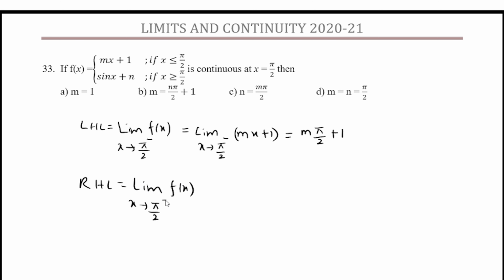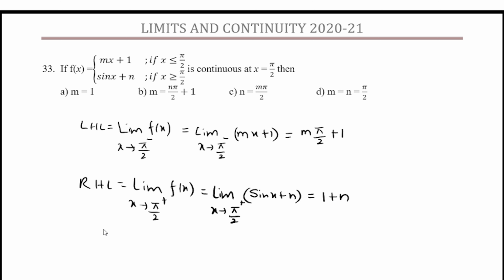Then to find RHL, RHL is equal to limit of f of x as x tends to pi by 2 plus, that equals limit x tends to pi by 2 plus, select the function f of x such that x is more than pi by 2. Which one? x is more than pi by 2 value, sin x plus n. Put x is equal to pi by 2. Sin pi by 2, sin 90 degree, 1 plus n.